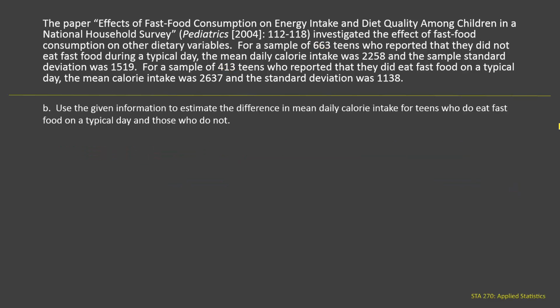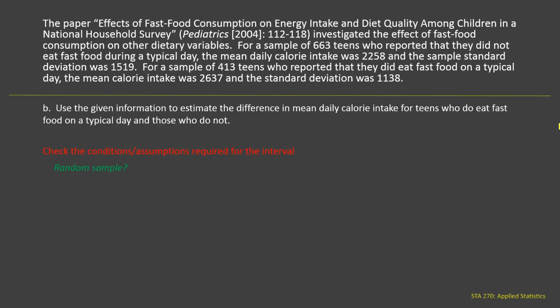Part B says use the given information to estimate the difference in mean daily calorie intake for teens who do eat fast food on a typical day and those who do not. The first thing we need to do when we do a confidence interval is check the assumptions or the conditions for that interval. We already discussed the assumptions in Part A, but this is a necessary step for all confidence intervals, so we'll go ahead and state them again.